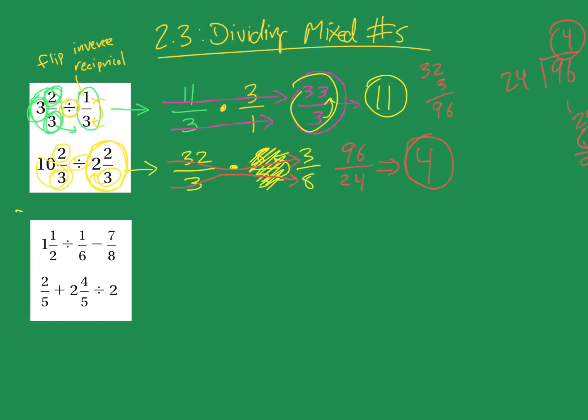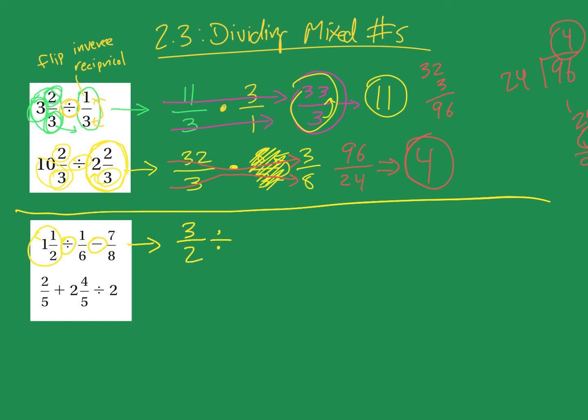Now we're going to do some order of operations, including mixed numbers and division. So down here, again, whenever we're doing something mathematical, let's turn those mixed numbers into improper. So 2 times 1 plus 2 is 3 over 2, and then I'm just going to write everything else out.